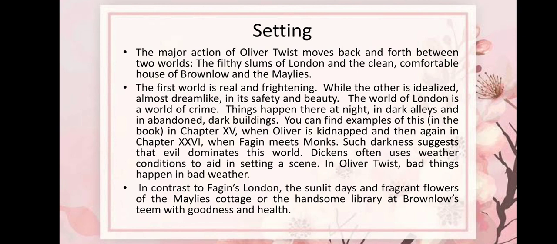The world of London is a world of crime. Things happen there at night in dark alleys and in abandoned dark buildings. So we can find examples of this kind in chapter 15th when Oliver is kidnapped, and again in chapter 26th when Fagin meets Monks. Such kind of a darkness suggests that evil dominates the world, and the novelist often uses weather conditions to aid in the setting of such a scene.